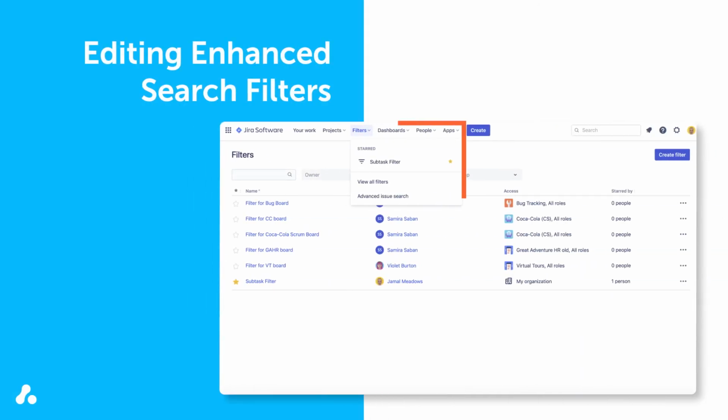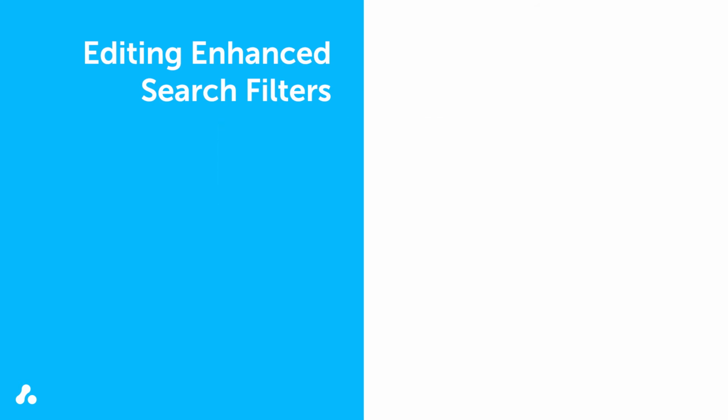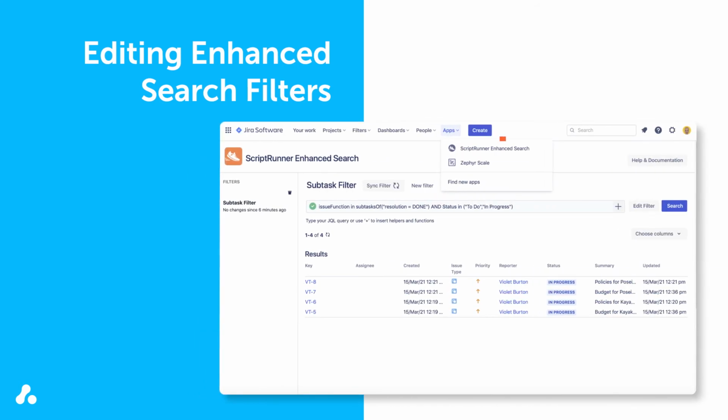You can find enhanced search filters available to you in the same place as native search filters by locating them in the Filters drop-down tab. You can also access the filter by going to Enhanced Search under the app's drop-down menu.